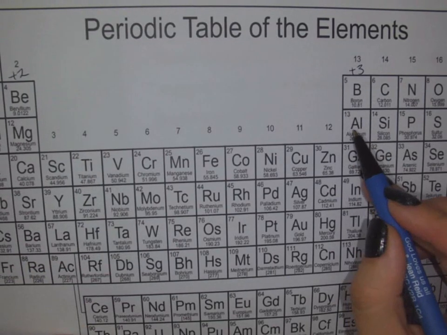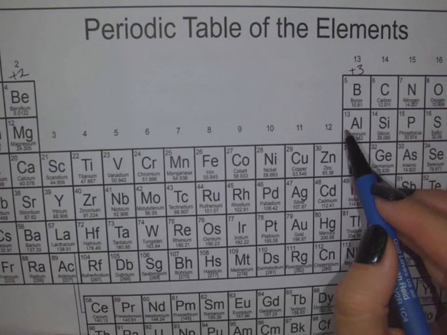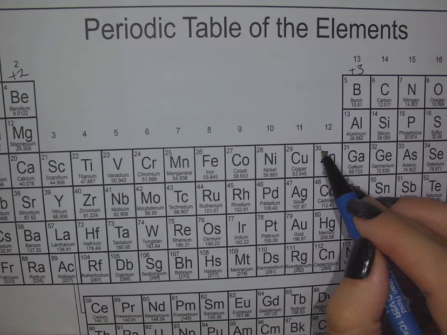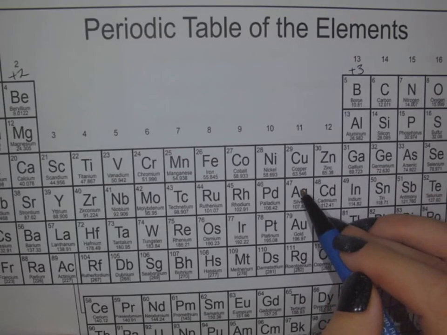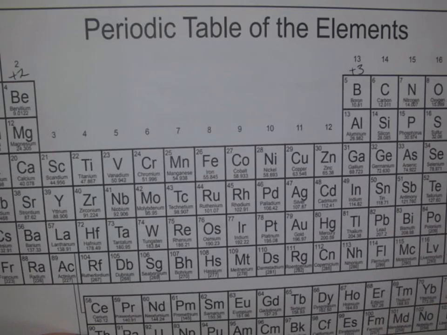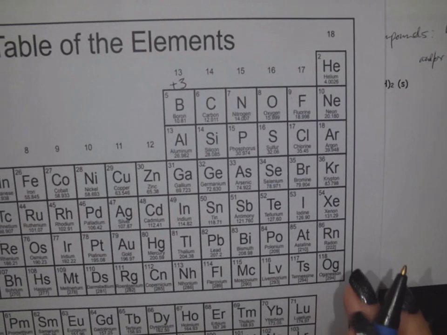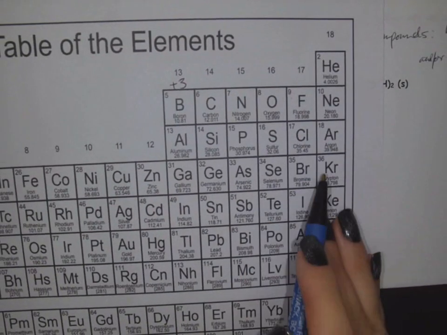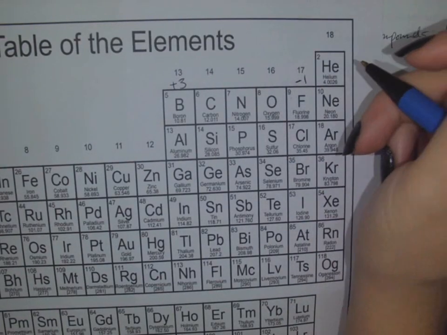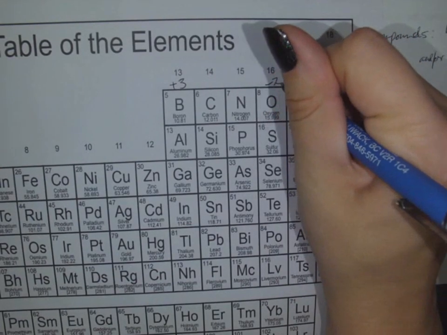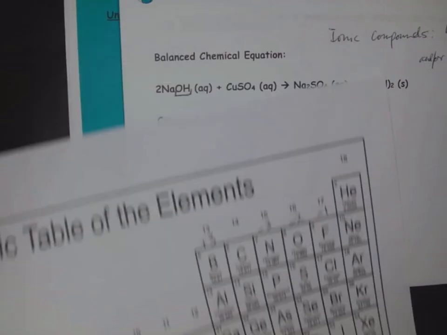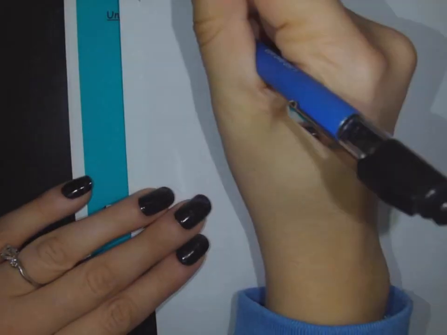The first one is aluminum. That one's easy enough because it's a +3. And then we're going to go diagonally to zinc. Zinc is a +2 and silver's a +1. So +3, +2, +1. Now to the other side. Noble gases don't form ions. Group 17 is a -1 charge for its ions. 16 is a -2, and 15 is a -3. We also need to know our polyatomic ions.